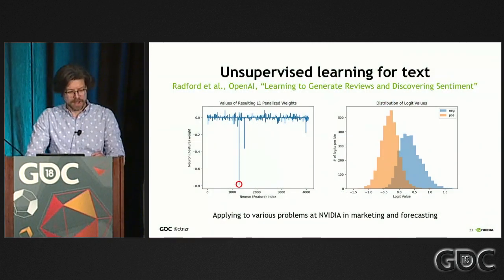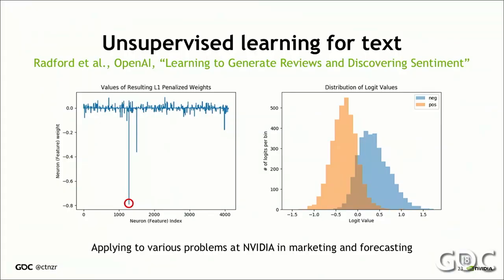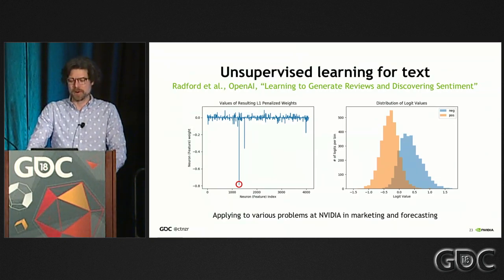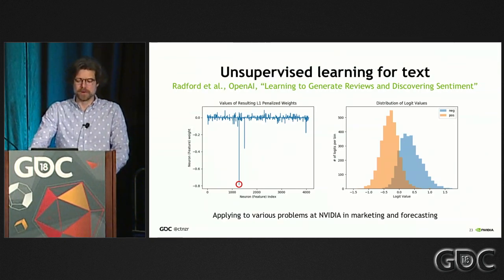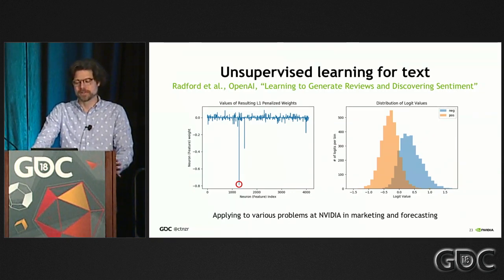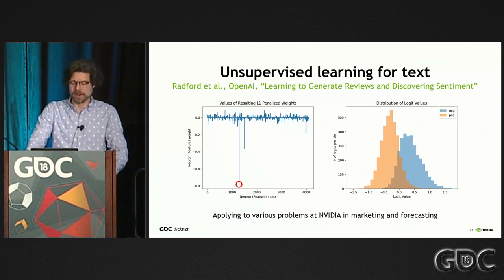Okay, I don't want to run out of time here, so I'm going to talk a little bit about some other kinds of problems. There's a really interesting paper that came out last year about unsupervised learning for text problems. The title was Learning to Generate Reviews and Discovering Sentiment. It was written by Alec Radford at OpenAI.